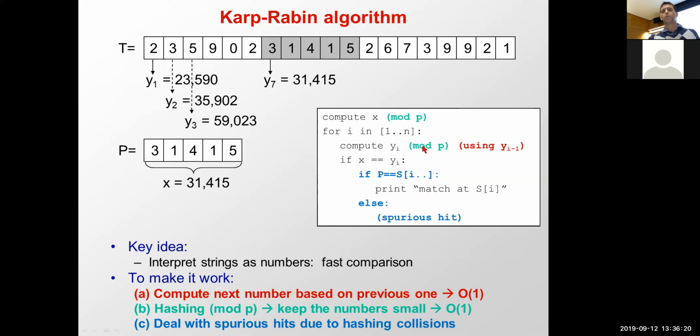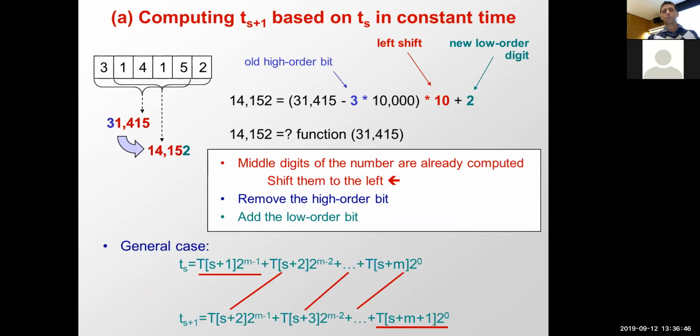Okay? So the first part was computing the next number by reusing the digits of the previous number. The next one was making the numbers relatively small so that they're not 1,000 bits long. And then the last one is dealing with collisions, okay? So we saw the first one in detail. Let's now look at the second part in detail. How do we deal with, yeah?